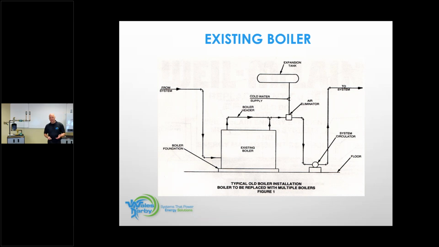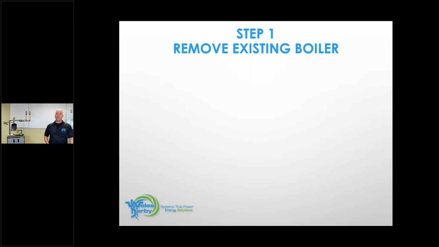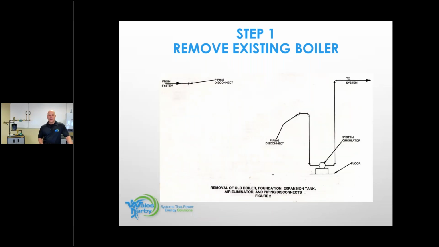So that may sound crazy, but you may go into a job like this where there's one gigantic boiler. Your goal is to replace this with multiples. Let's say that's the job: you're going to find somewhere on the return to cut it, somewhere on the supply to cut it. And this is going to be your easiest boiler removal ever. So that boiler is now gone.